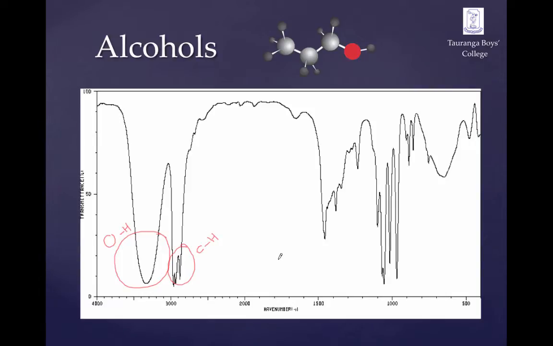It's also worth noting the absence of peaks. For instance, in this example here, there is not a peak round about the 1700 region, which means this compound does not contain a carbon-oxygen double bond stretch. Therefore, this compound cannot be a carboxylic acid.